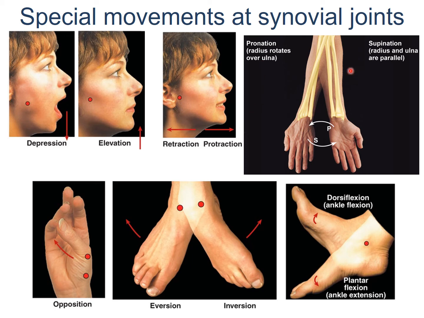Then we've got pronation and supination, and this goes back to that pivot joint we were talking about between radius and ulna. Imagine a person is standing in anatomical position with their palms forward. If you look down at your arm with your palms forward, ulna and radius are parallel to each other.